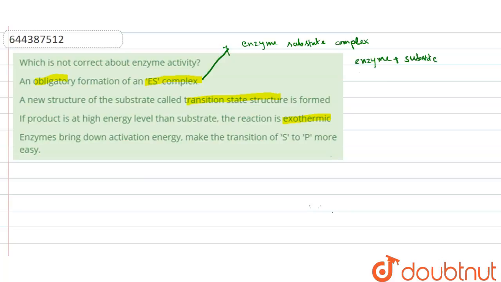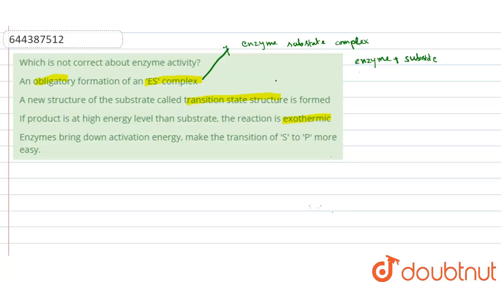Transition state structure of the substrate forms during the enzymatic reaction. When the substrate binds to the enzyme at its active site, it forms an enzyme substrate complex, and after that the transition process will start. After this transition state structure is formed, the enzyme starts to do the reaction.